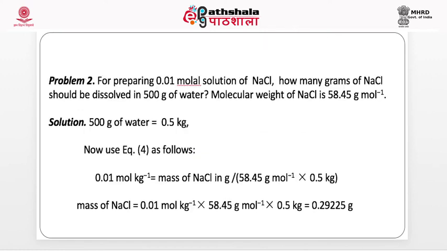For preparing a 0.01 molal solution of NaCl, how many gram of NaCl should be dissolved in 500 gram of water? Remember, the molality has to be calculated. So, 0.01 is the molality. Molality equals mass of NaCl in gram divided by molecular weight times mass of the solvent in kilogram. Remember, this is 500 gram. Convert it to kilogram, it is 0.5 kilogram. So, if you use this, you can get the answer. Remember, the conversion of gram into kilogram is very important.